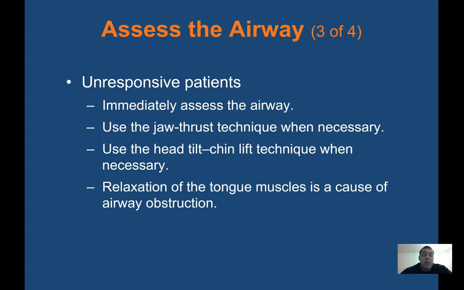For unresponsive patients, immediately assess the airway. Use a jaw thrust technique when necessary. If you have a trauma patient, you're using the jaw thrust. Use the head tilt chin lift technique when necessary; you can use this on every patient that's not a trauma patient. Relaxation of the tongue muscles is a cause of airway obstruction, so the tongue could fall back and cause an obstruction.